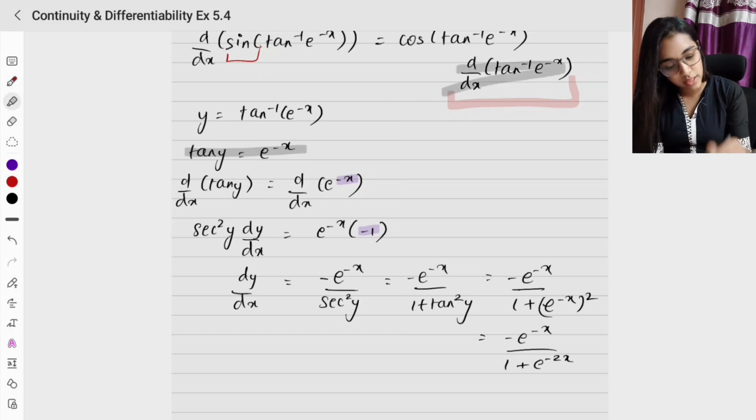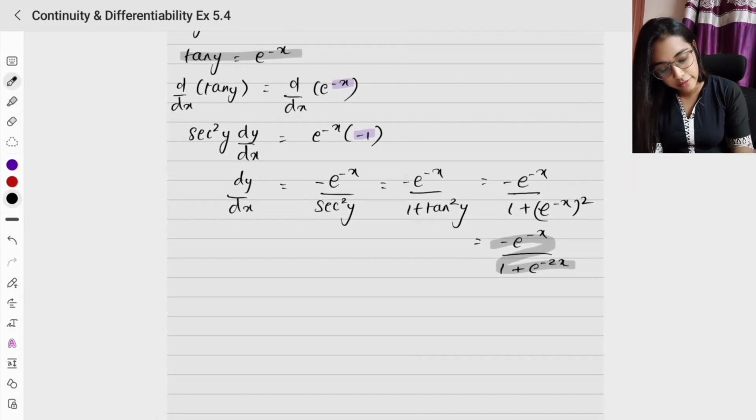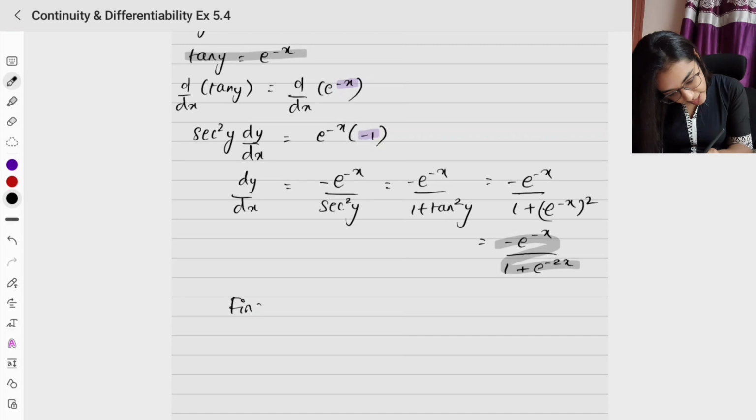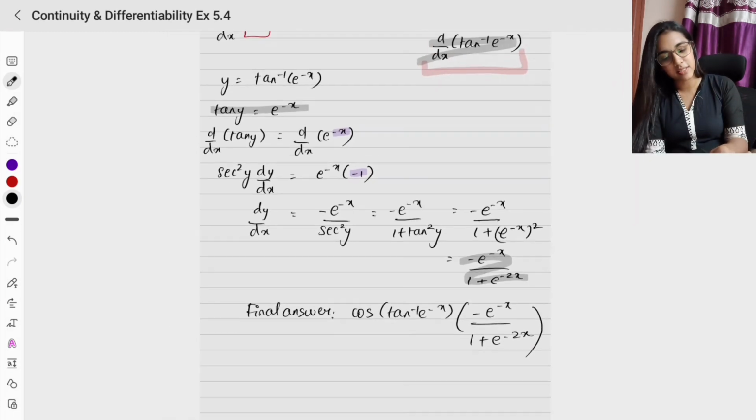This is d by dx of tan inverse of e to the minus x. So my final answer now is cos of tan inverse of e to the minus x times minus e to the minus x divided by 1 plus e to the minus 2x. Okay, so this is my final answer. Please copy.